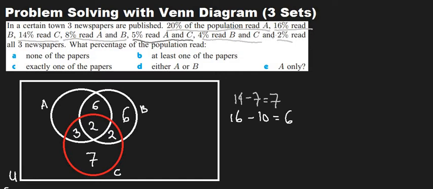And then backward, last one. 20% of the population read A. It means 20% minus the ones inside the circle A here. We have 6 plus 2 is 8, 8 plus 3 is 11. So 20 minus 11 is 9%. So we have all of these numbers. That's it for our Venn diagram.